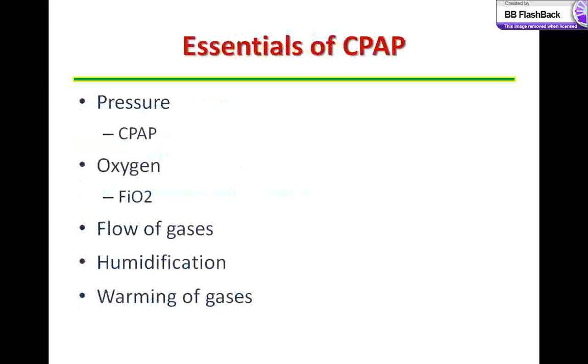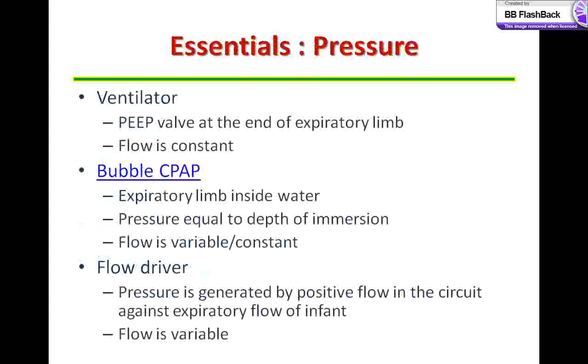The essentials of CPAP are delivering pressure, giving oxygen in a dose-regulated manner, that is titrated fractional inspired oxygen concentration, flow of gases, warming and humidification of the gases which we give for the babies. The three essential aspects are pressure delivery, oxygen delivery, and delivery of flow. Delivery of pressure depends upon the equipment which we use.